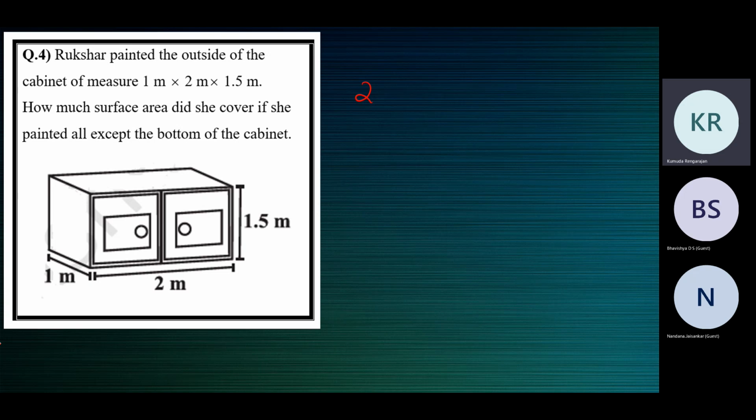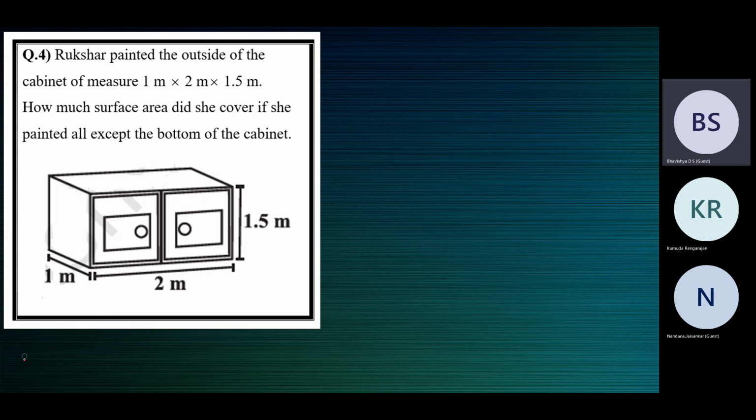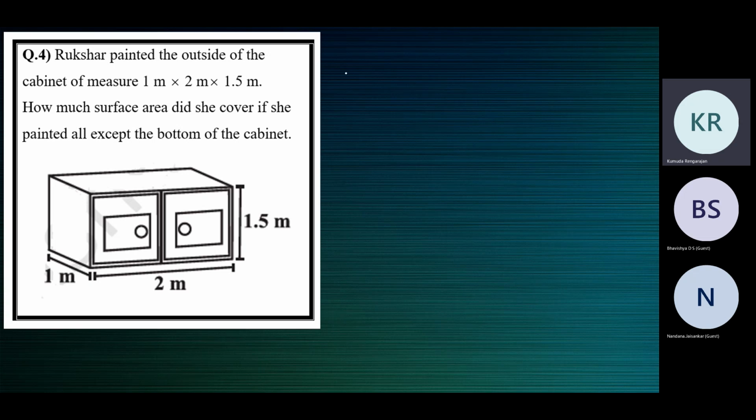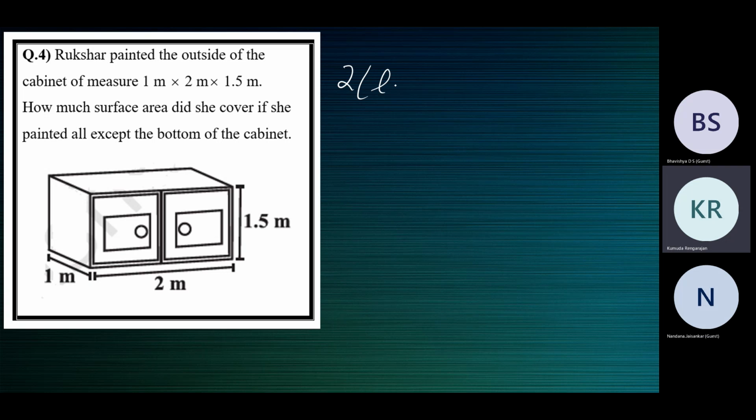So what's the formula? Ma'am, 1 LB plus 2 BH plus 2 LH. No, what is the formula to find the curved surface area? 4 faces. Look into your book. 4 a square, that is for a cube. This is a cuboid. 2 into L plus B into H, ma'am.